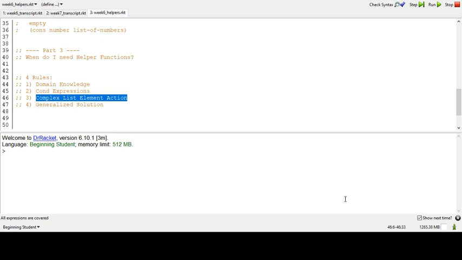The third rule is about writing functions that act on lists of data. When you are processing the individual element, you probably want to write a helper function. We're going to come back to that in the next video.